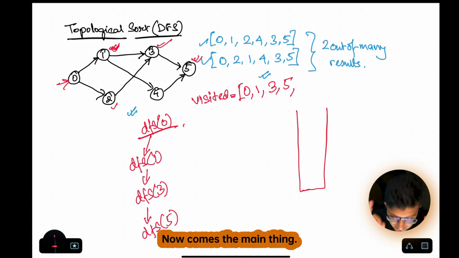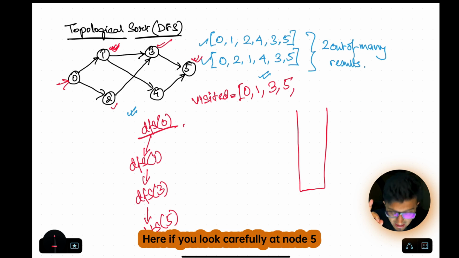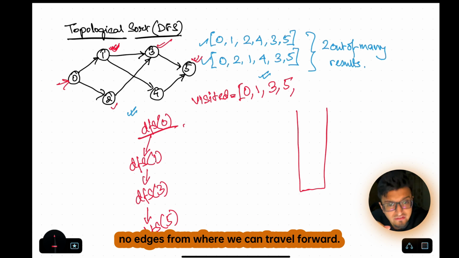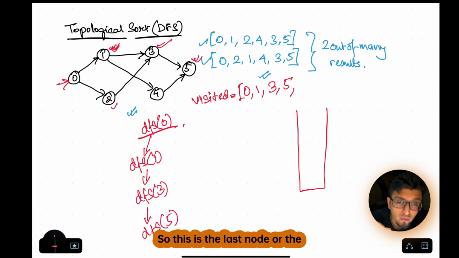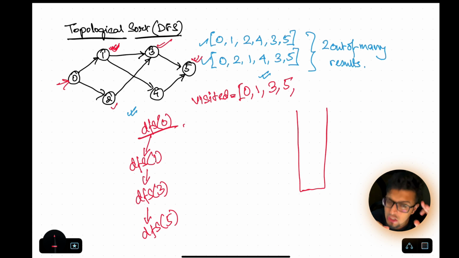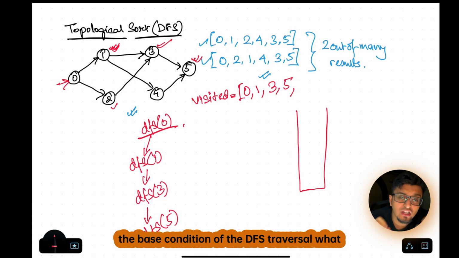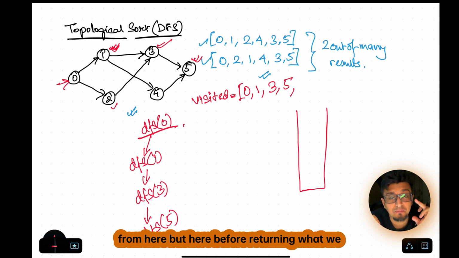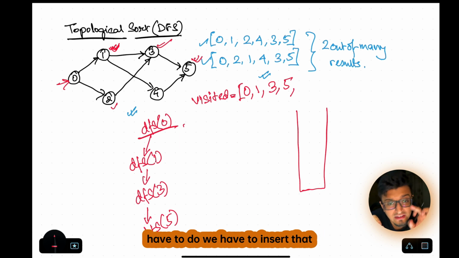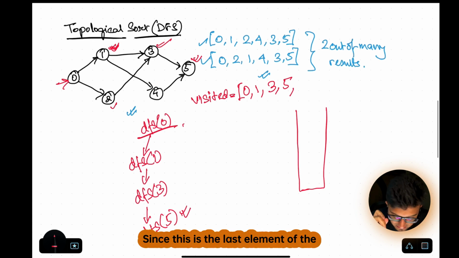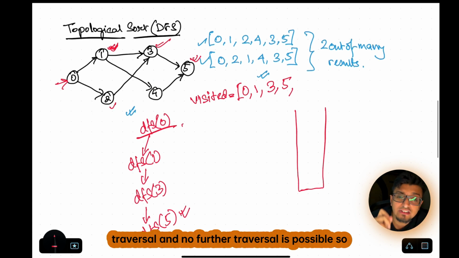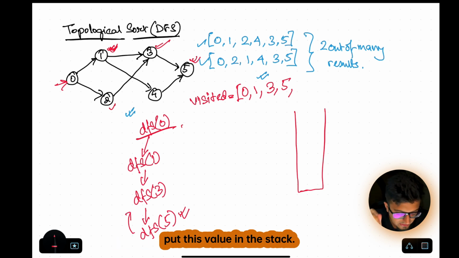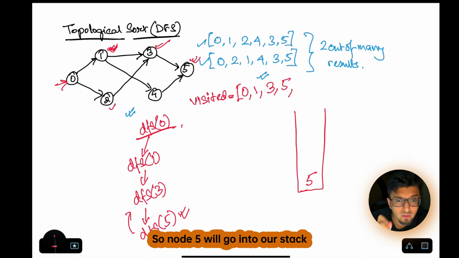Now comes the main thing. Here if you look carefully at node 5, there are no neighboring nodes or edges from where we can travel forward. So this is the last node, or the last vertex, for our traversal. So according to the base condition of the DFS traversal, we have to return from here. But before returning, we have to insert that value into the stack. Since it's the last element of the traversal and no further traversal is possible, we will return from here and put this value in the stack. So node 5 will go into our stack.